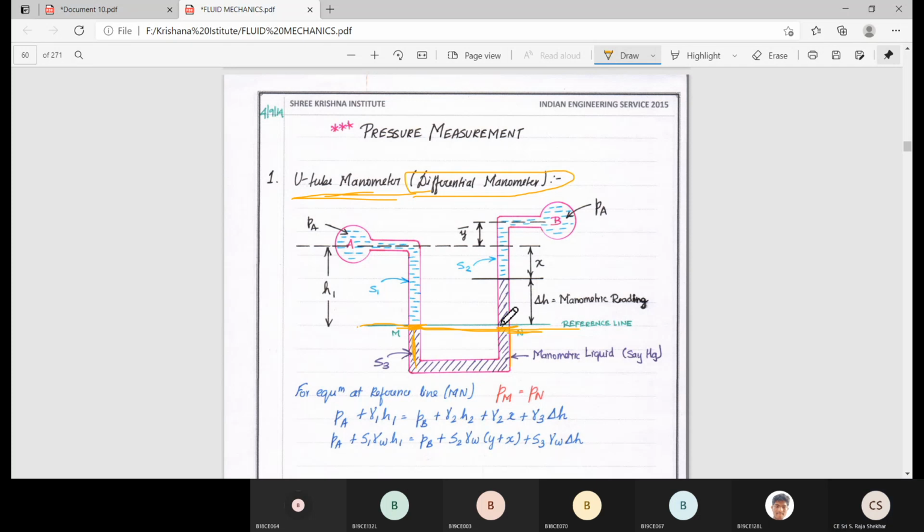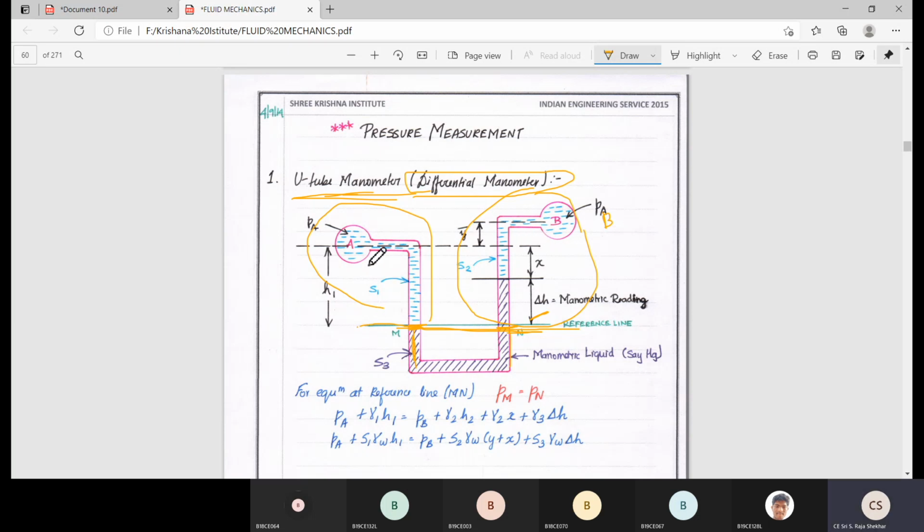So now we have to calculate this pressure, and we need to calculate this pressure, and deduct from A to B, and you will get the pressure difference, right? Pressure in pipe A is denoted by PA, and pressure in pipe B is denoted by PB. The depth of manometric liquid for the right limb is delta H. The depth of flowing liquid for the right limb is X, this is X and this is Y, so X plus Y.